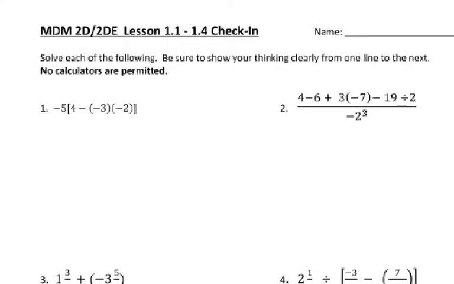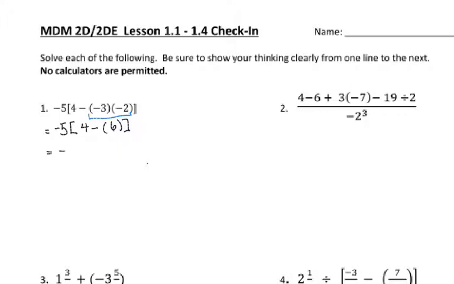This is just a quick review of the check-in that we did in class. So first of all, we have minus 5, and inside our bracket we have the complex of -3 and -2. What I'm going to do is rewrite everything except for the -3 and -2, and compute that complex and leave it in a bracket. And that ends up being 6.